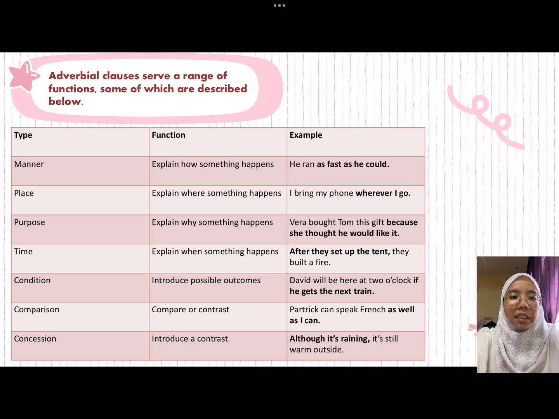Next, adverbial clauses can also compare or contrast. For example, Patrick can speak French as well as I can. This sentence compares how well Patrick can speak French versus how well I can speak. Next is the last one, which is that adverbial clauses can introduce a contrast. For example, although it's raining, it's still warm outside. This sentence explains that even though it's raining outside, it still feels warm outside. Like we can know the opposite of the situations.